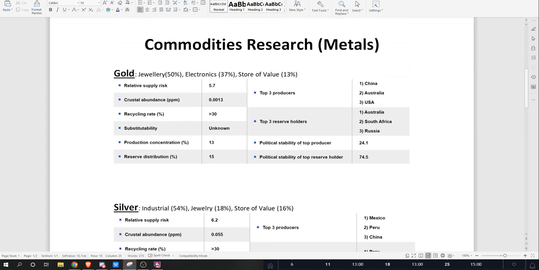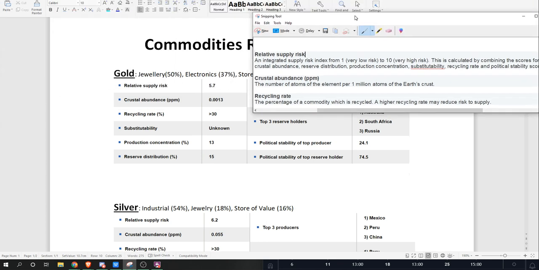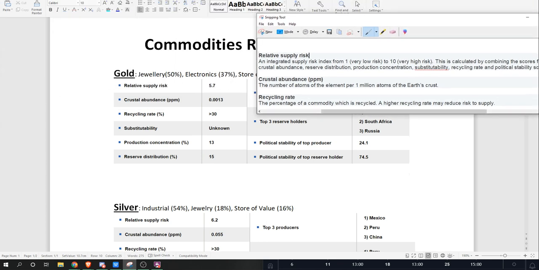Let's quickly look at gold. All right, so these are the criteria right here. Relative supply risk is a 5.7 on gold. And what is relative supply risk? It is an integrated supply risk index from 1 being very low to 10 being a very high risk of a supply shock, meaning if you have a supply shock and the demand continues or goes up, there's going to be a massive parabolic move, because everyone's going to be looking for something that they can't receive, and they'll bid up the next guy in order to receive that asset. So these supply shocks could create a parabolic move to the upside if it does come to fruition.